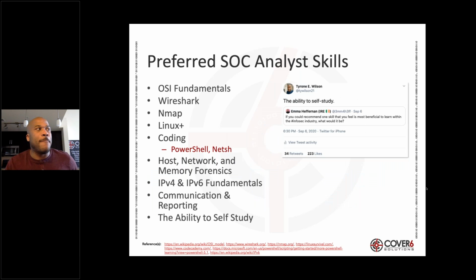Any questions with that? Because we're going to start talking about some of the skills that you need. One of my favorites, as you can see, is the ability to self-study. If we don't have to hold your hand, if I can tell you, hey, I need you to go install Security Onion, I want you to be able to figure that out. I know that you can figure it out, or else I wouldn't have asked you, right? That's typically how it works.